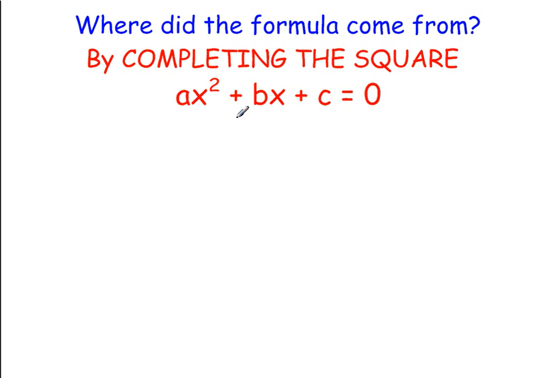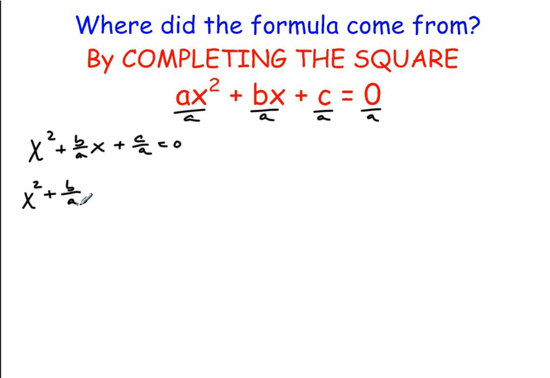So if you remember from completing the square, the first thing we did for solving is divide everything by a to get a lead coefficient of 1. So I'm going to write this over here. We have x squared plus b over a x plus c over a equals 0. Next step we did was move over our constant and put our plus blank. So I would subtract c over a, and then add my plus blank.